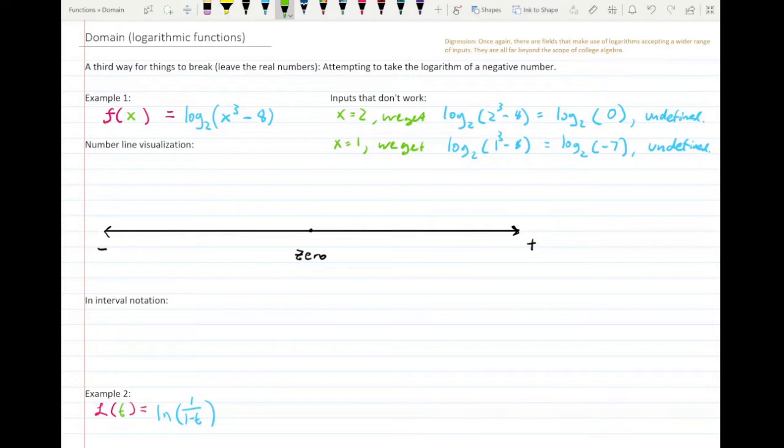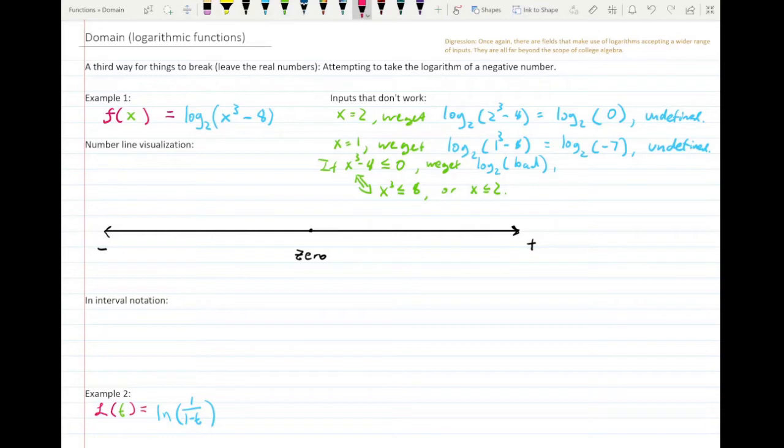More generally, if x cubed minus 8 is less than or equal to 0, we get log base 2 of something bad that we can't handle. And this is all the cases where we're going to get something that breaks. So if we solve this inequality out, we get that it is equivalent to x cubed being less than or equal to 8, or x less than or equal to 2.